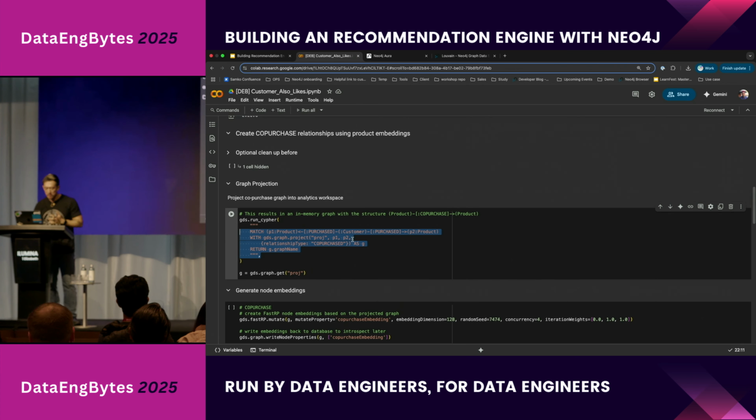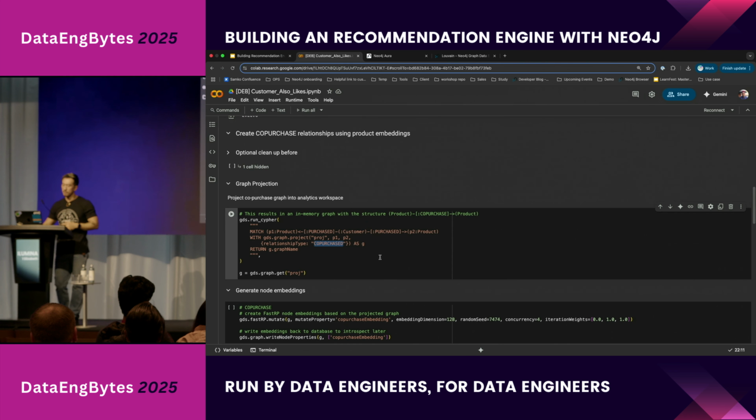This is the Cypher query, by the way, that is used for Neo4j. It's quite easy to understand, kind of like ASCII art. We're looking at a customer who purchased a certain product, but we're going in both ways. We're trying to find two different products that were purchased by the same person in the same session, and we connect them, calling it co-purchase, in the in-memory graph.